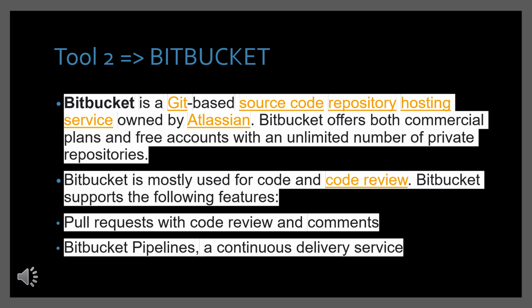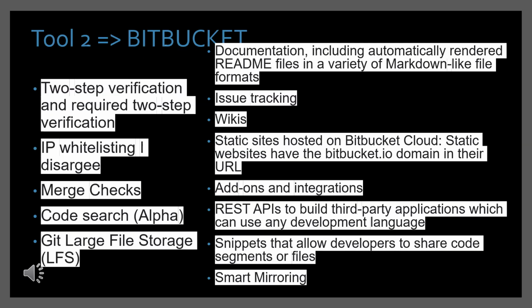It supports many features like pull requests with code review and comments, and Bitbucket Pipelines, a continuous delivery service. It also offers two-step verification and required two-step verification. It has IP whitelisting, merge checks, code search, large file storage, smart mirroring, recipes to build third-party applications, add-ons and integrations, issue tracking, and documentation. Many features it is offering nowadays.